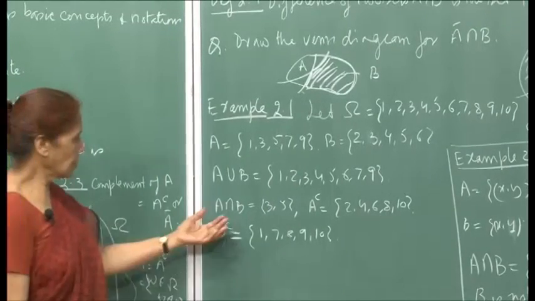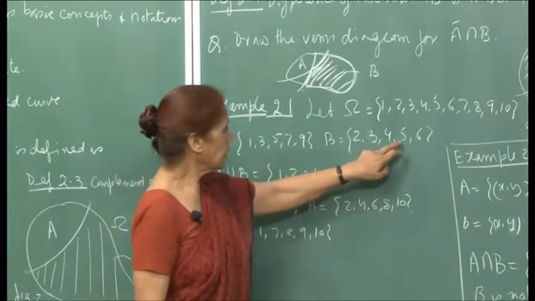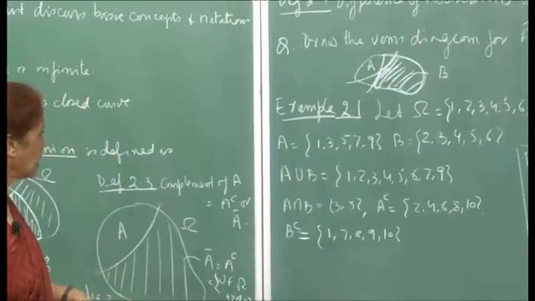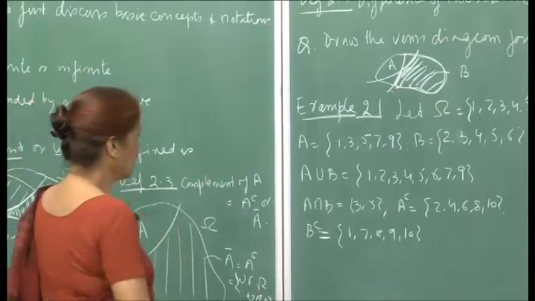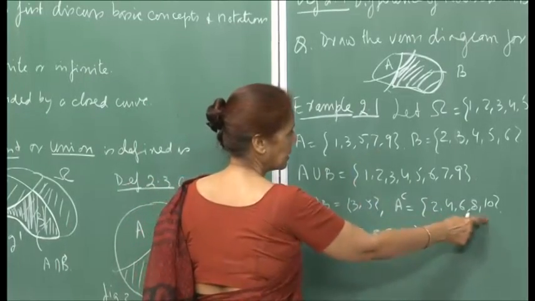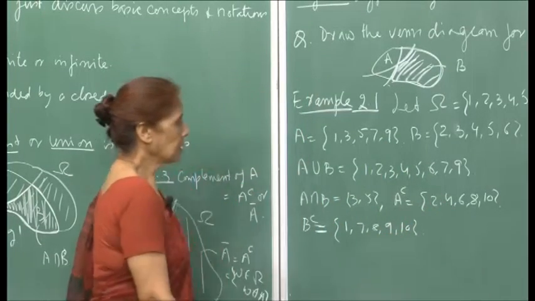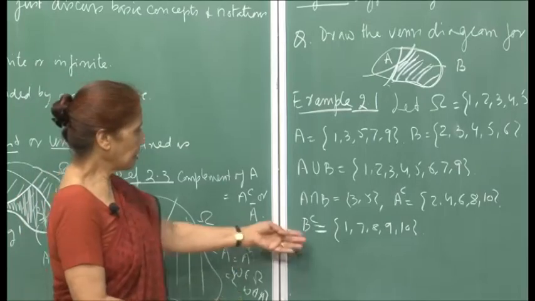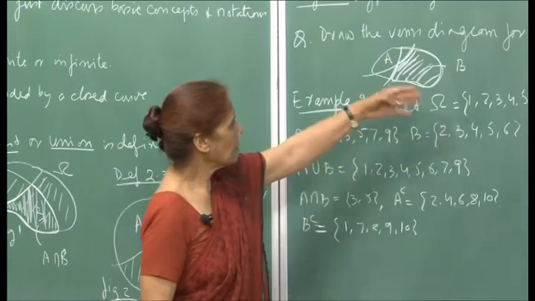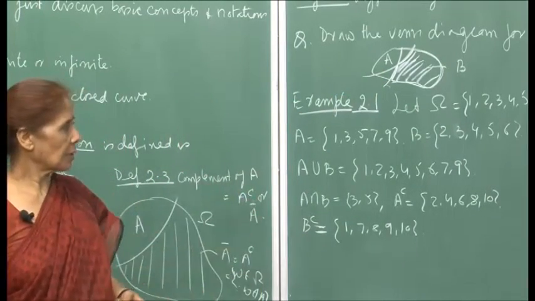And for A intersection B, you have to look for the common numbers in A and B. So, 3 and 5 are the common numbers, and that forms your set A intersection B. Similarly, you can write down all the others. For example, A complement would be all even numbers, because A is all odd. Similarly, for B complement, you can write down the numbers which are not present in B. And whatever other operations we have defined, you can work out the examples.